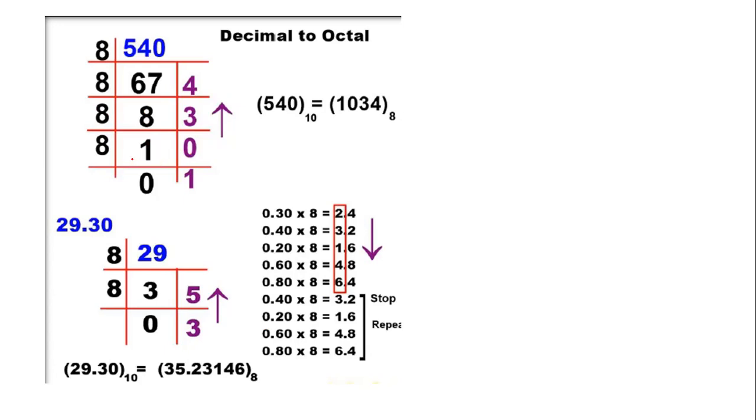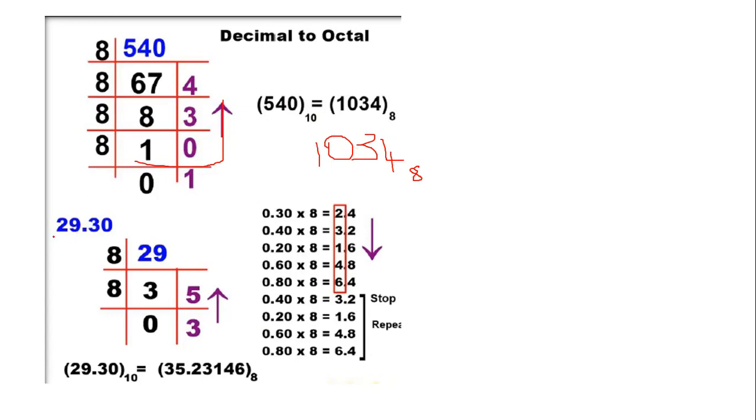Once you start writing, start from here itself and go to the top. The first number is 1, next number is 0, next number is 3, and next number is 4. So your answer will be 1034 of base 8. This is about decimal to octal number.